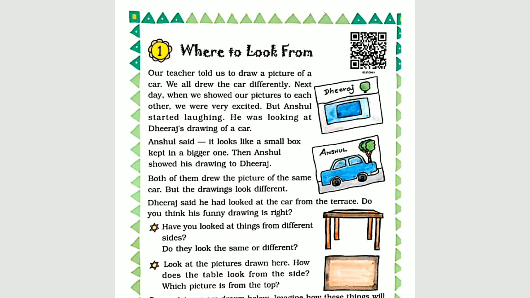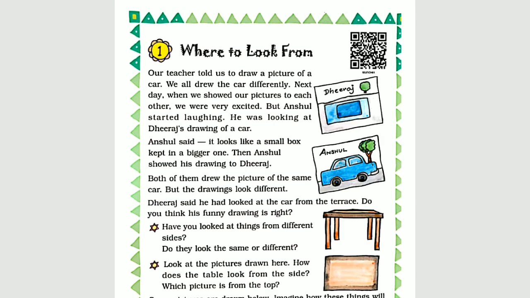Yes, it is appearing like that only when we put a small box upon a bigger one, then it appears like this. Then Anshul showed his drawing to Dheeraj. You can see Anshul's drawing here. Both of them drew the picture of the same car, but the drawings look different. Why do the drawings look different? Because Dheeraj saw the car from the terrace and Anshul saw the car from the side. So here it is asked, do you think his funny drawing is right? Yes, his funny drawing is right because if we see the car from the top or from the terrace, it appears like this only.